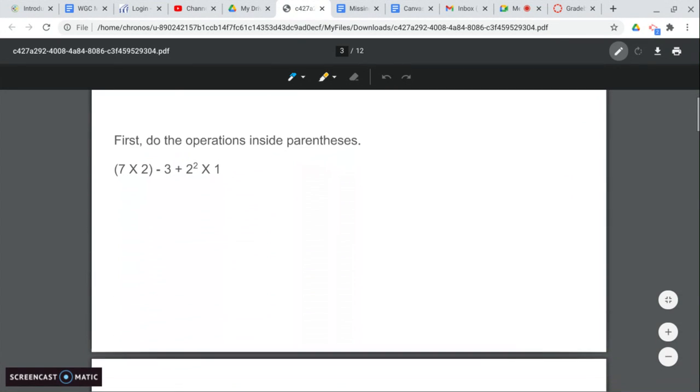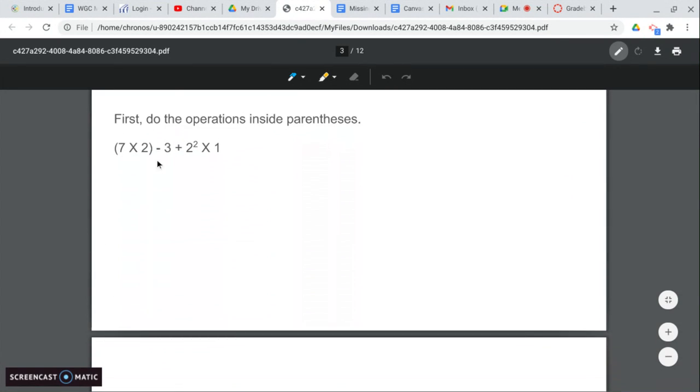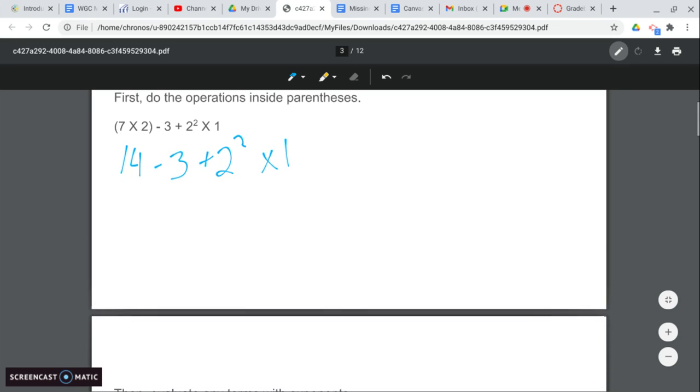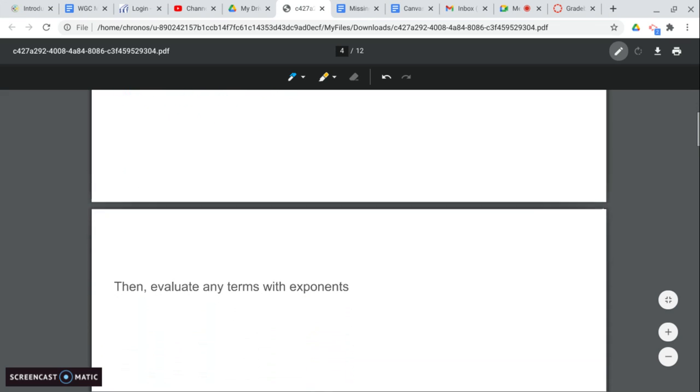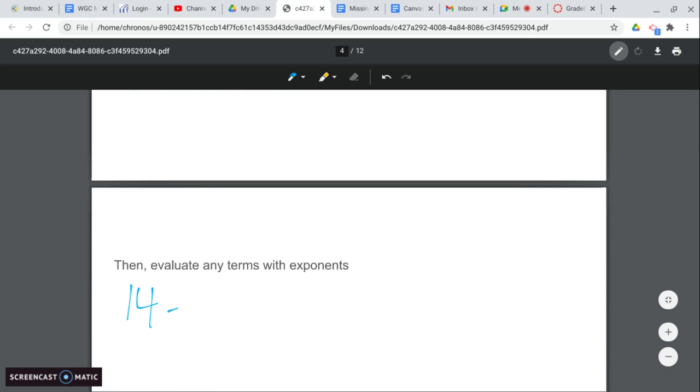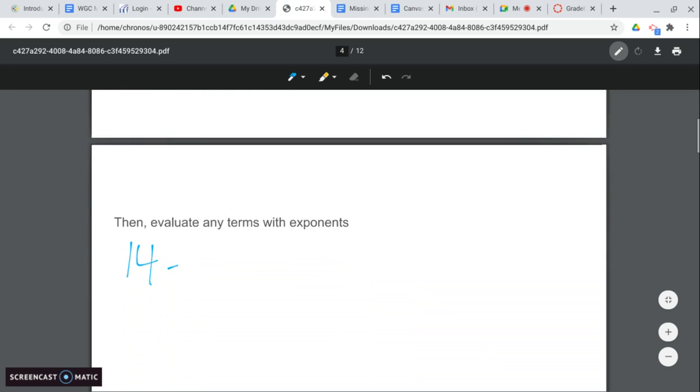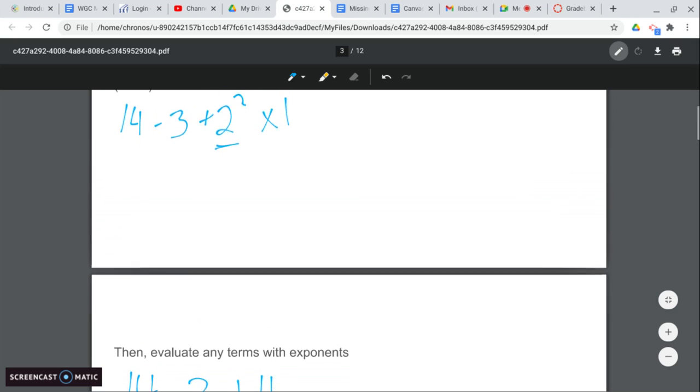So first do the operations inside the parentheses. So look at our parentheses. We have 7 times 2. 7 times 2 is 14 minus 3 plus 2 squared times 1. All right, next, evaluate any terms with exponents. Well, if we look, we do have an exponent, our 2 squared. So remember, 2 squared means we're taking 2 times itself twice. So 2 times 2 is 4. So now we have 14 minus 3 plus 4 times 1.